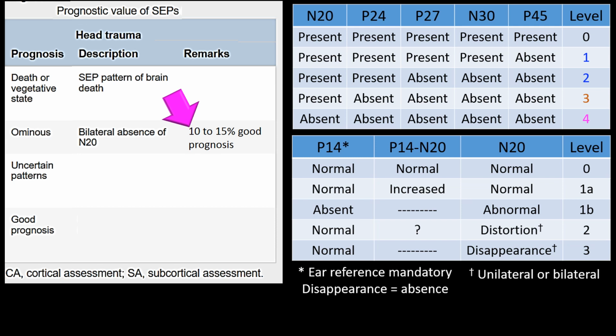I think that this means that even in the absence of bilateral N20 in patients with head trauma, the possibility of a good outcome is, although small, significant.